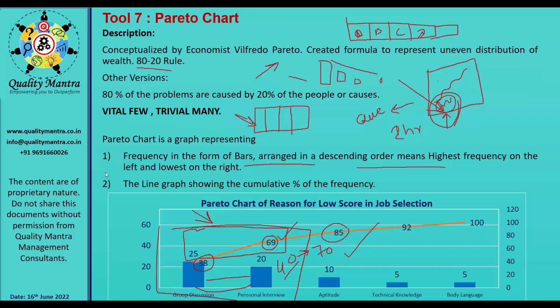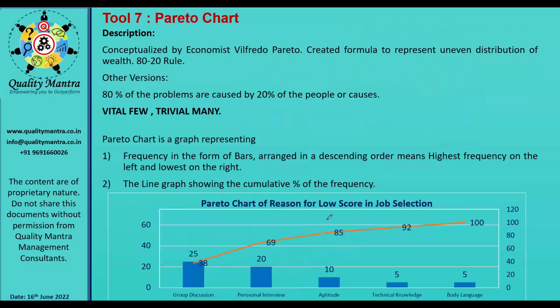Like this graph we have made, this Pareto we have made for the reason for low score in the job selection. It shows that 25 people have scored lesser in the group discussion. It is not the higher score, it is the reason for low score. So group discussion is the highest contributing factor for low score.